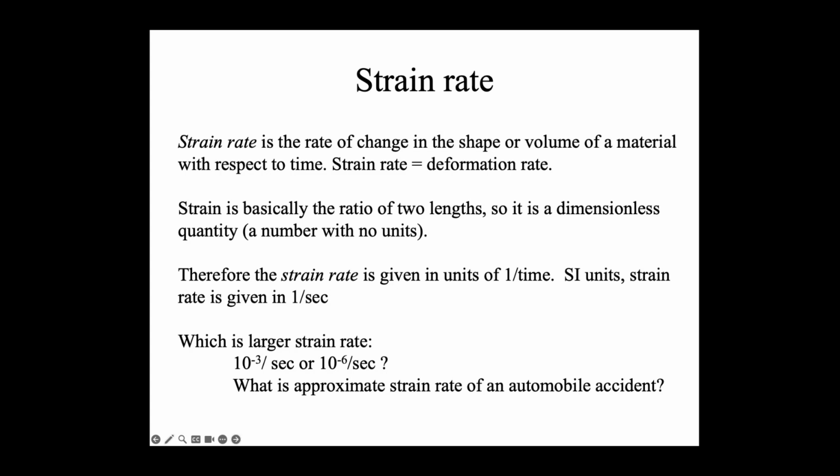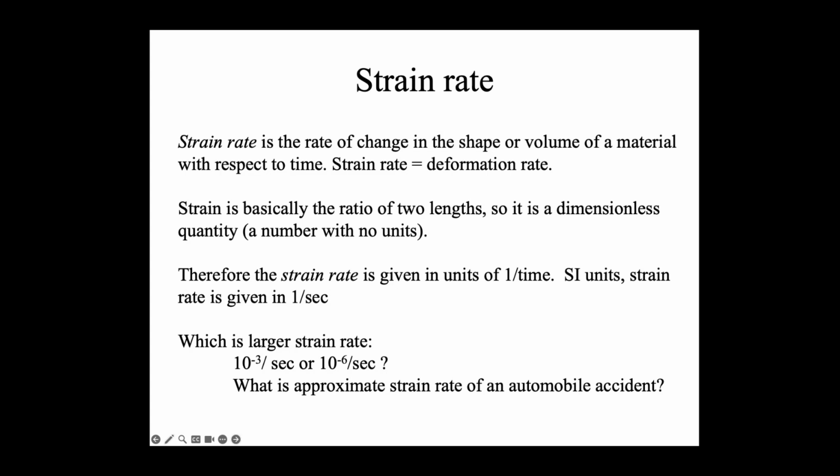Strain is basically the ratio of two lengths, which is a dimensionless quantity, that is a number with no units. Therefore, strain rate is given in units of per time. So in SI units, the strain rate is given in per second. So which is the larger strain rate, 10 to the minus 3 per second or 10 to the minus 6 per second? 10 to the minus 3 per second is a 1,000 times faster strain rate than 10 to the minus 6 per second.